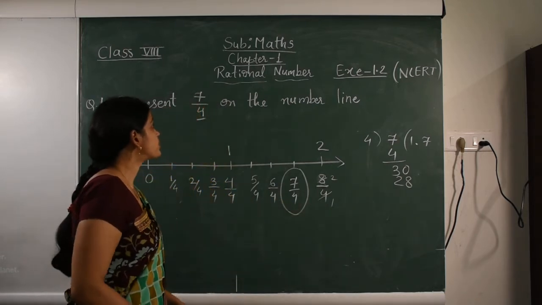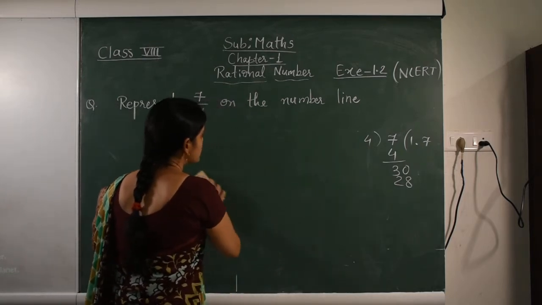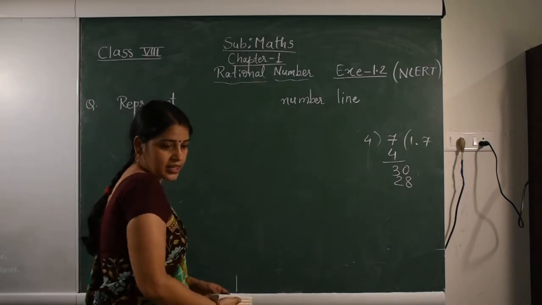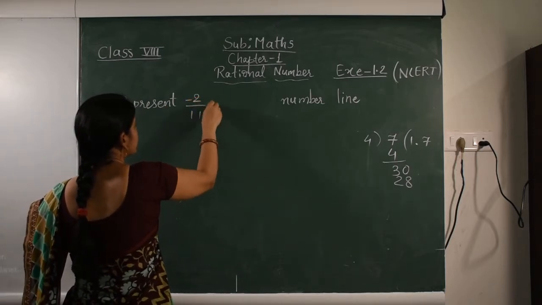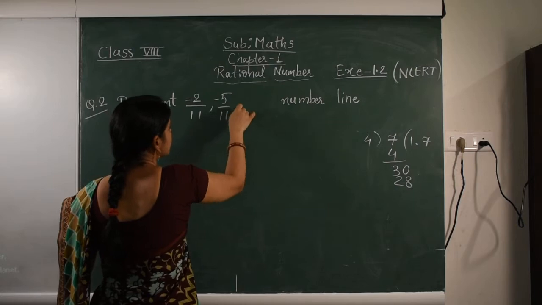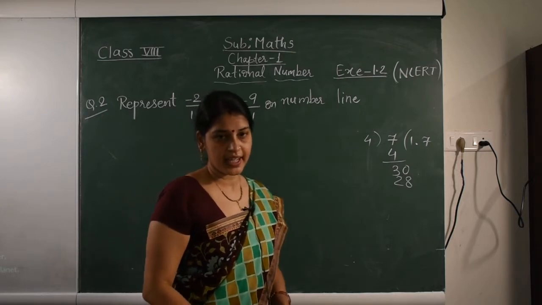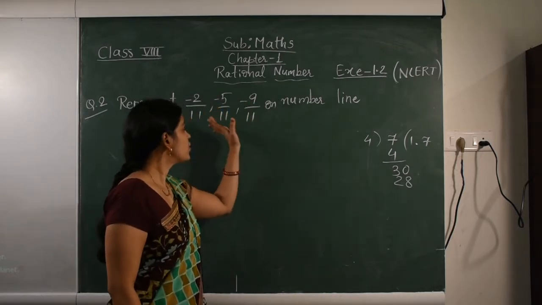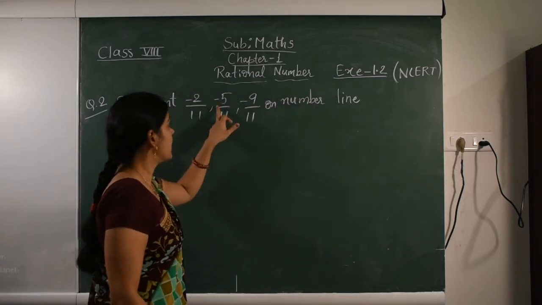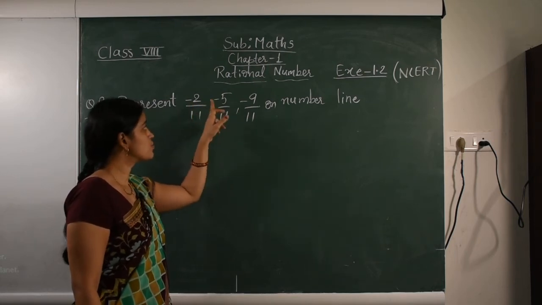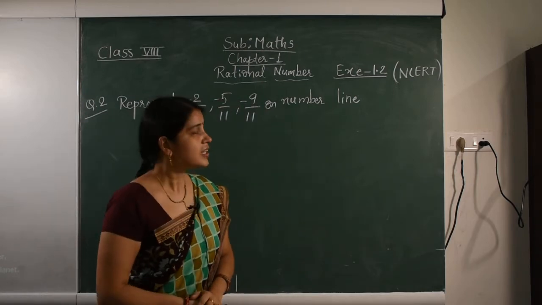Okay. Now let's see question number 2. Question number 2 is: represent minus 2 by 11, minus 5 by 11 and minus 9 by 11 on the number line. Here you observe that the numbers have a negative sign: minus 2, minus 5 and minus 9. That means these numbers come on the left side of the 0.